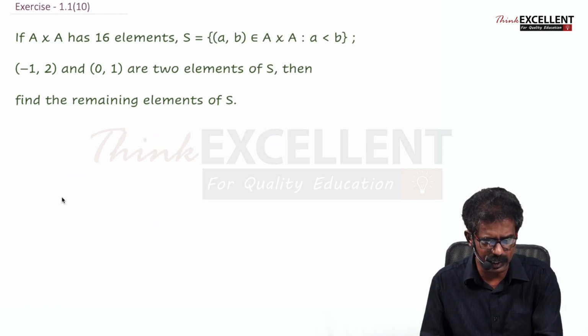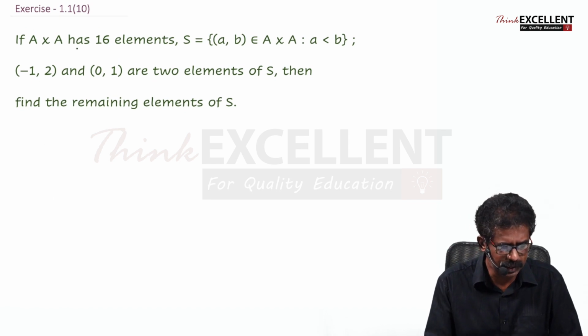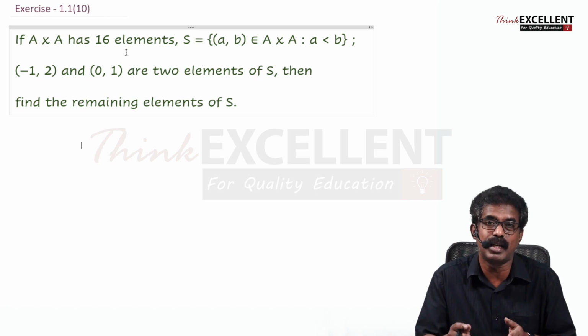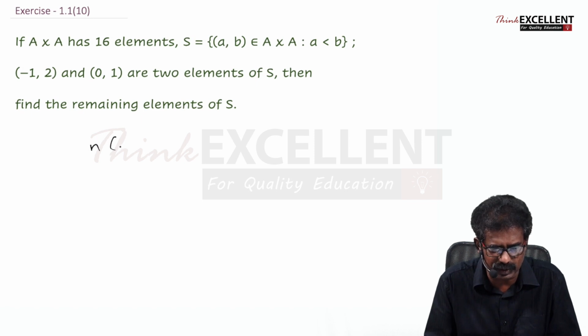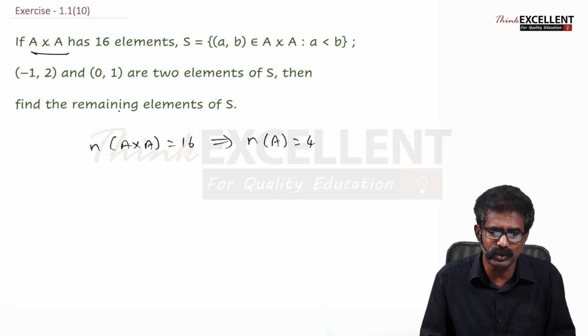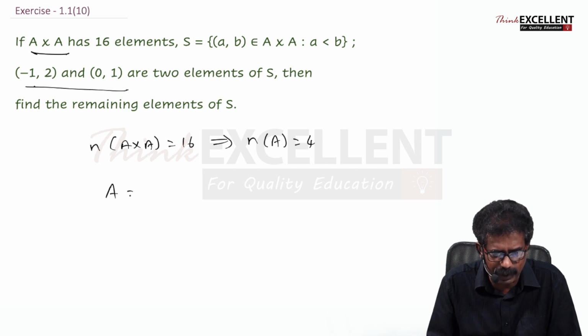Now the last question in that exercise. Look at that question. A cross A has 16 elements, like we did just now. A cross A has 16 elements means A has 4 elements. So no need to waste time. Number of elements in A cross A equals 16, so that means number of elements in A equals 4. A cross A, so first element from A, second element also from A. So 2 elements they have given, right?